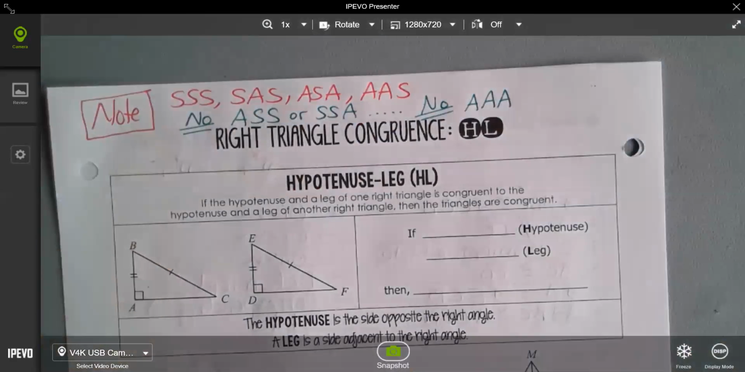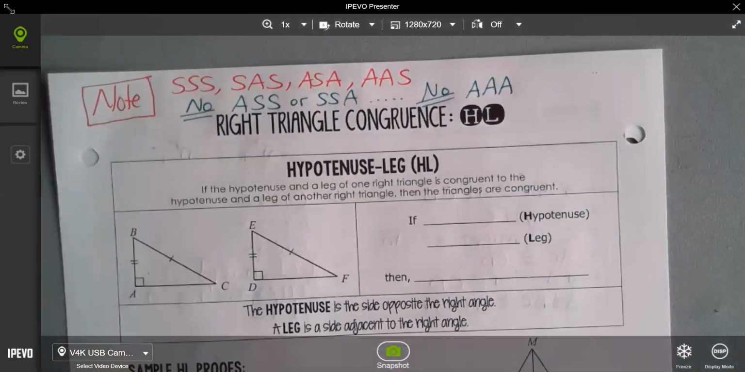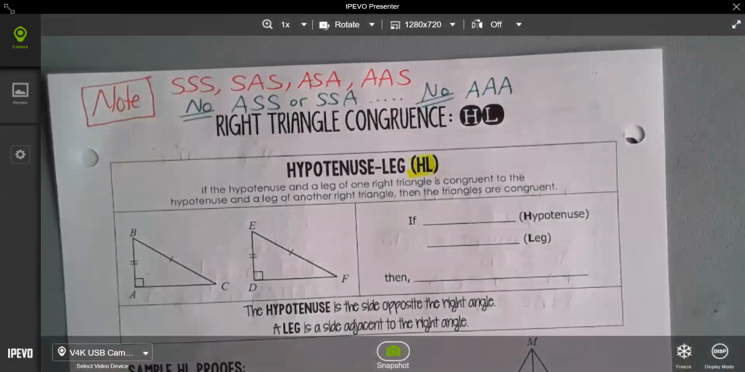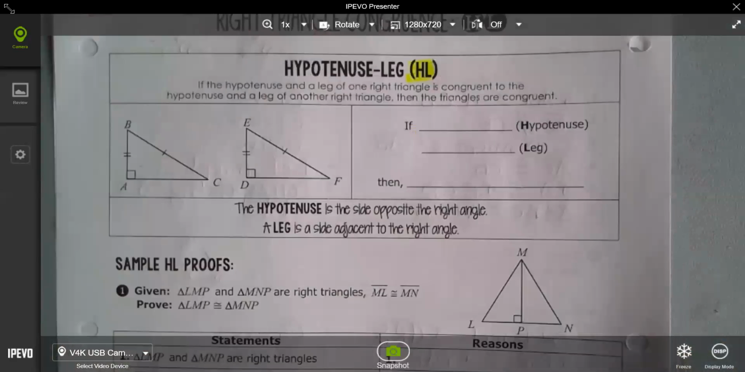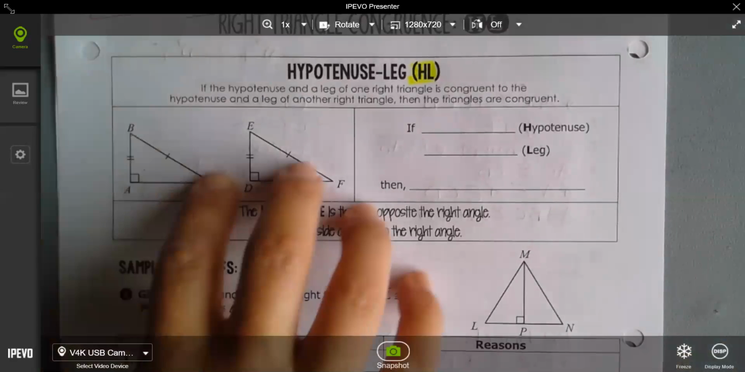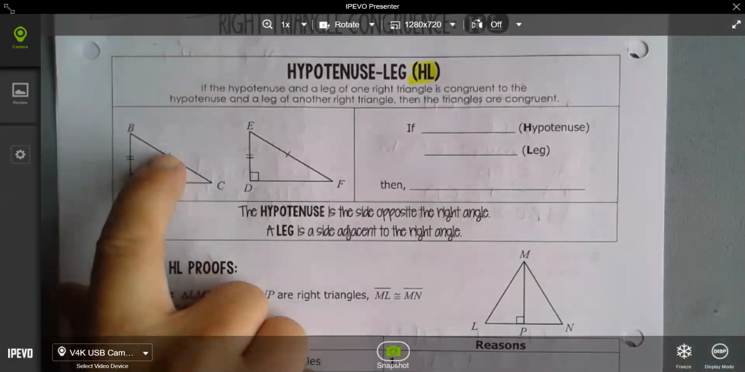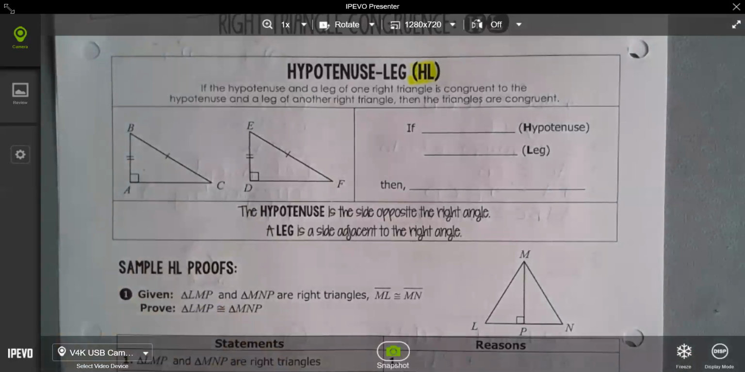Okay, so the last one that we need to talk about is hypotenuse leg. And we abbreviate that HL, hypotenuse leg. Now I want to point something out to you. When I look at this diagram, what we have is angle side side, and you're thinking, whoa, wait a minute, that's not a reason we're not allowed to swear at you.